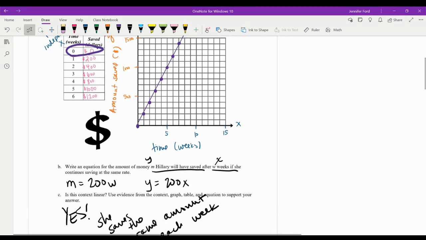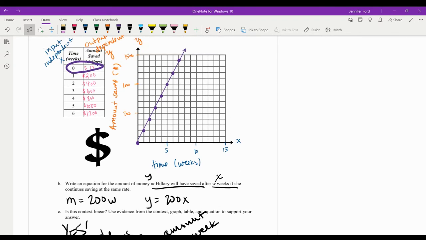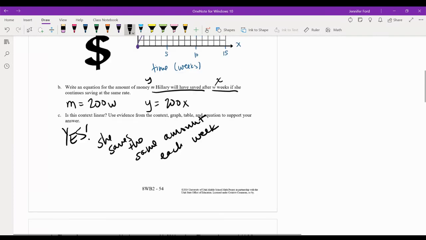And you can see that, like, the line's a straight line. This is going up by the same 200 every time. Straight line, all that stuff. Okay, cool.